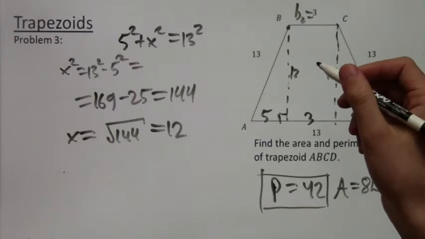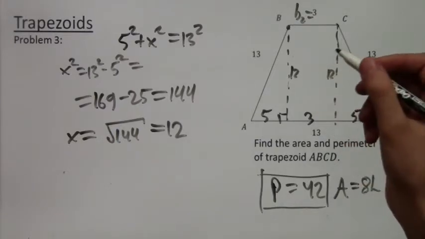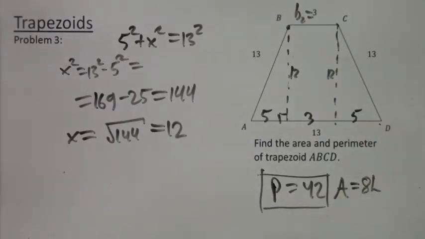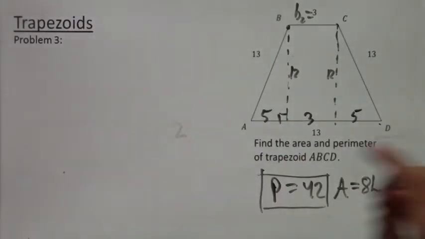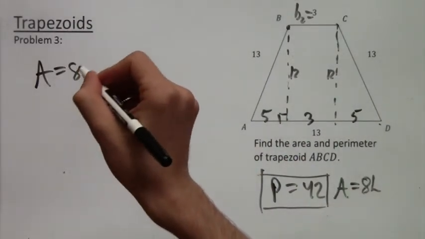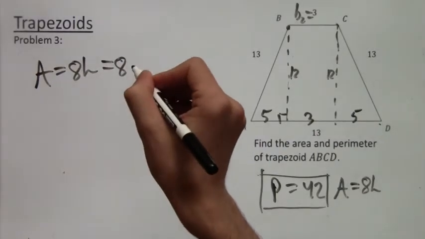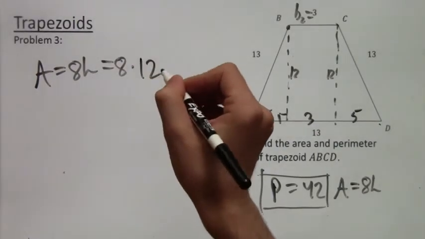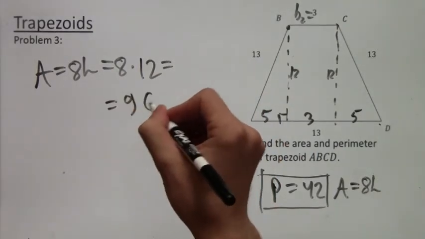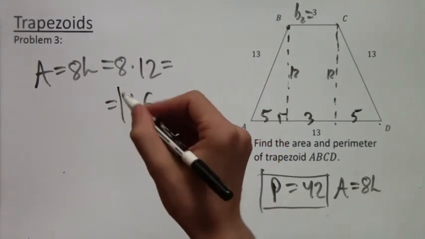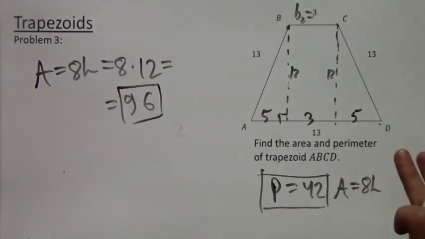So that tells us the height. And we know that the area is 8 times the height. So we multiply 8 times 12. And we get 96. And that concludes the problem.